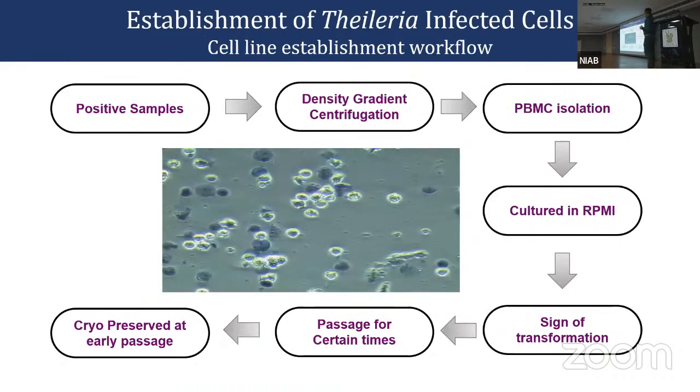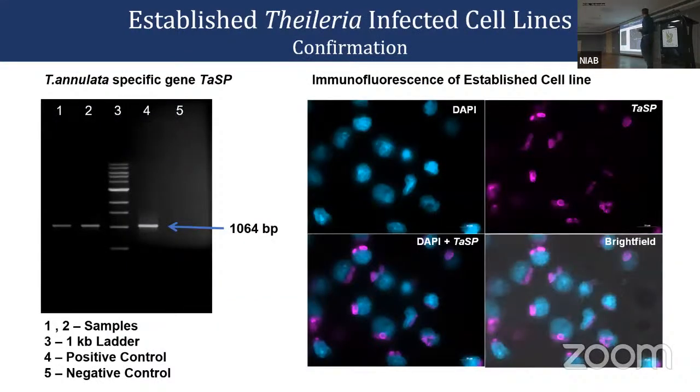So this is my first objective, where I was to establish the Theileria infected cell line, and this is the workflow where I have taken positive samples, and then gone through density gradient centrifugation, isolated the PBMC, and then cultured it in RPMI and observed for signs of transformation. If it is transformed, then it is cryopreserved at early passage so that it can be used in later studies. Now we were able to, it majorly infects B cells and macrophages.